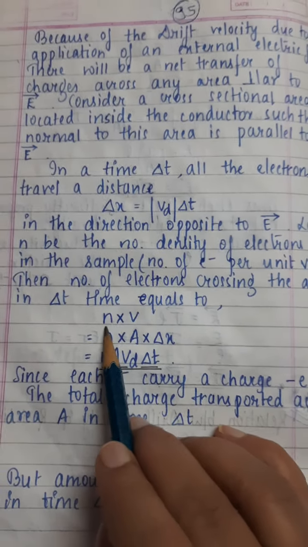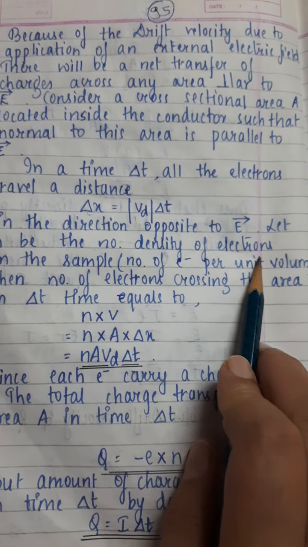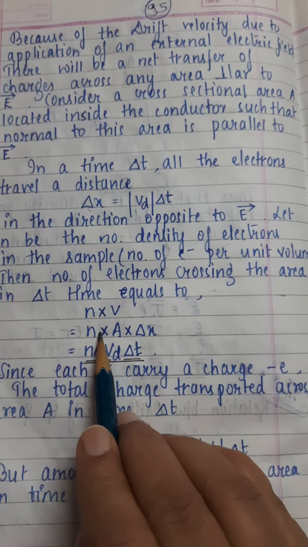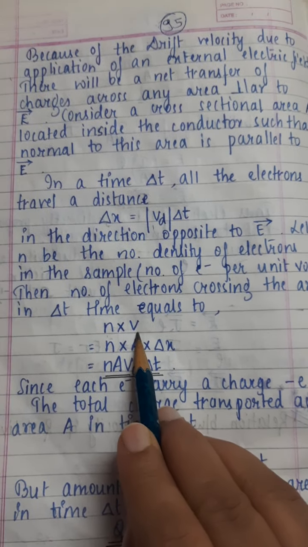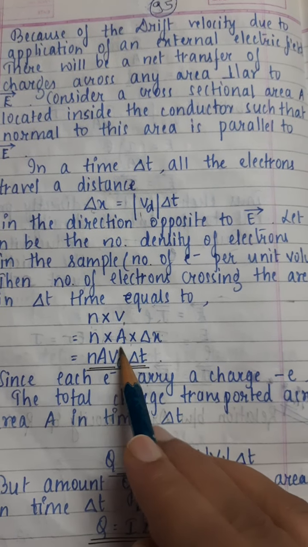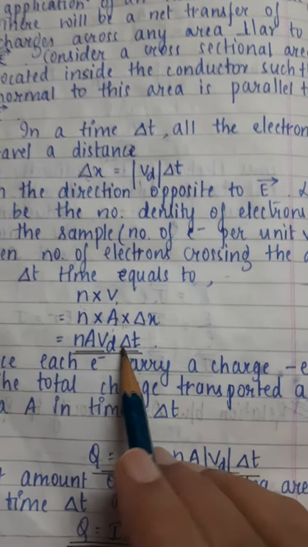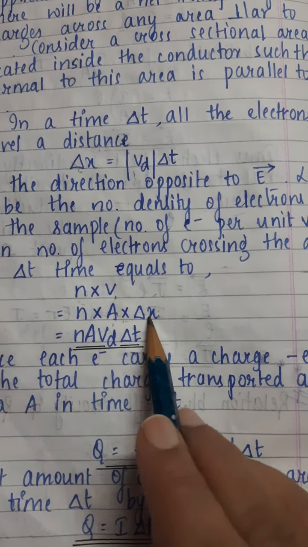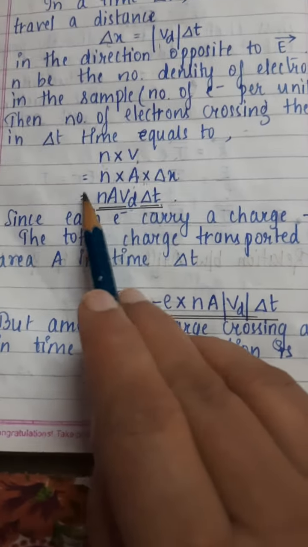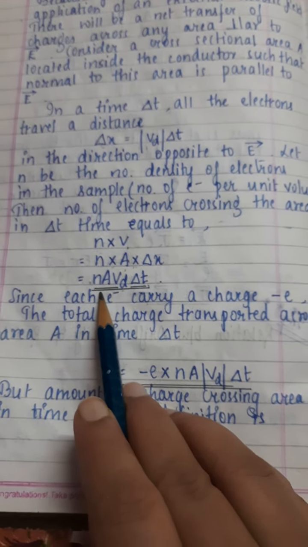Next we calculate the number of electrons per unit volume. Suppose n is the number density of electrons, then the number of electrons crossing the area in delta t will be equal to n into V, where V is the volume. Volume is area into distance, so we substitute A into delta x. Delta x becomes Vd delta t as we studied in the earlier figure. This is the number of electrons crossing the area A.